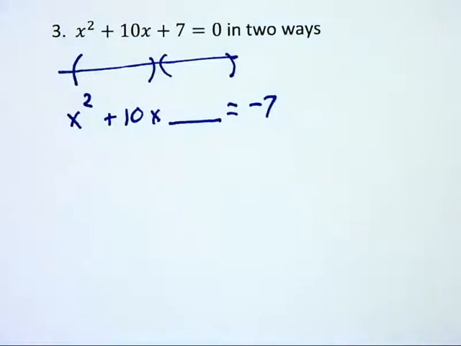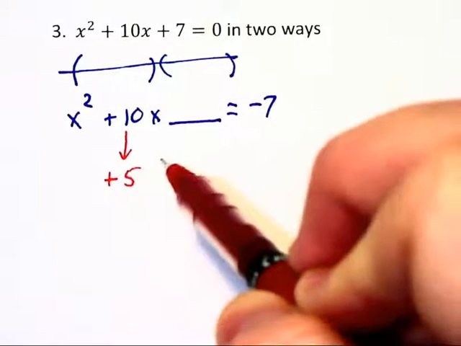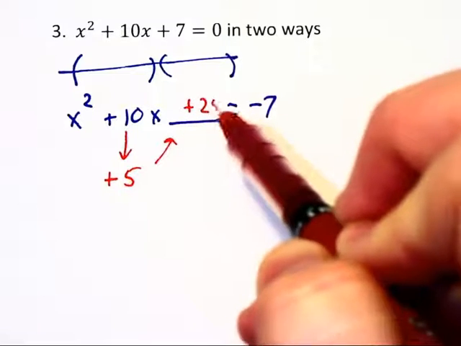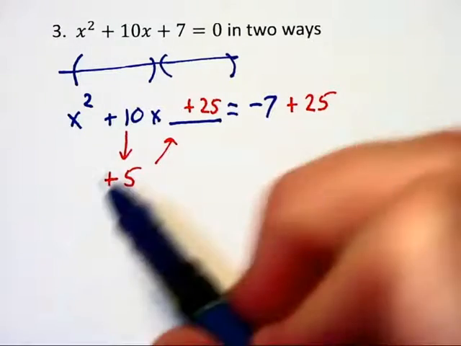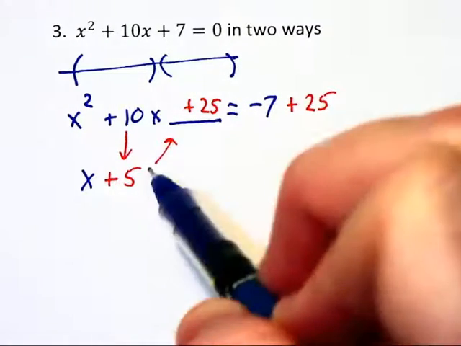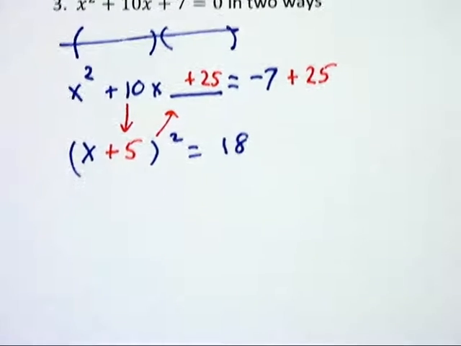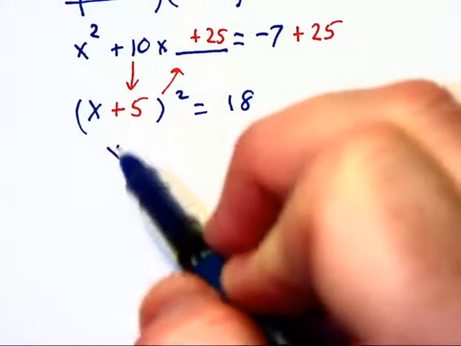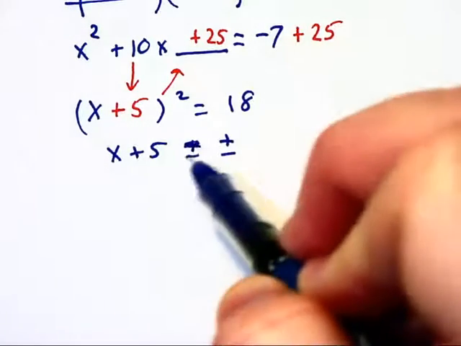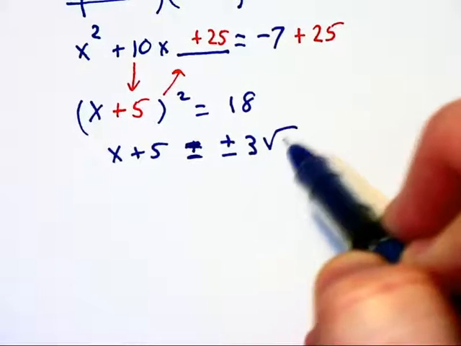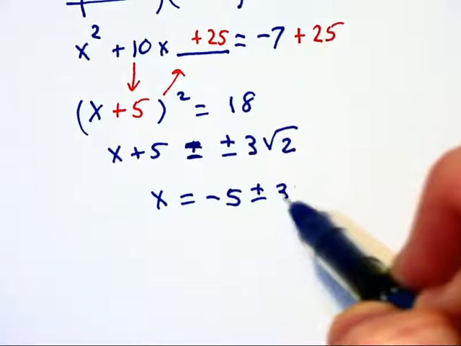There's no leading coefficient to divide through by, so I'll move straight to cutting in half. The 10 cuts in half to a 5 and squares to a 25, which I'm going to add to the right-hand side of the equation to keep that balance. Now I have x plus 5 quantity squared is equal to 18. I can then square root each side. This leaves me with x plus 5 is equal to plus or minus the square root of 18, and the square root of 18 is 3 root 2. X then is equal to negative 5 plus or minus 3 root 2.